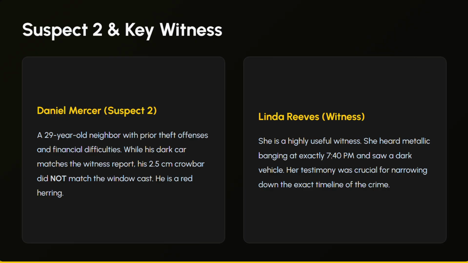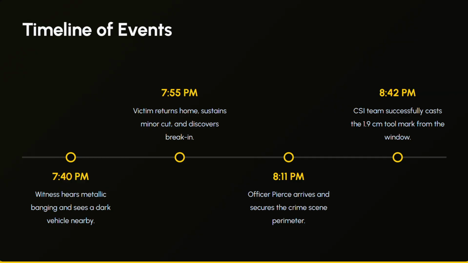Now we have another suspect and a witness. Daniel Mercer, a 29-year-old with prior theft offenses and financial difficulties. While his dark car matches the witness report, his 2.5 centimeter crowbar did not match the window cast. He is a red herring. Linda Reeves is a useful witness. She heard metallic banging at exactly 7:40 p.m. and saw a dark vehicle. Her testimony was crucial for narrowing down the exact timeline of the crime.